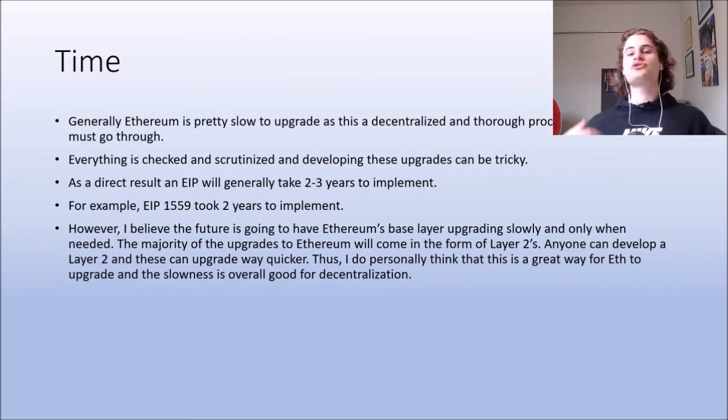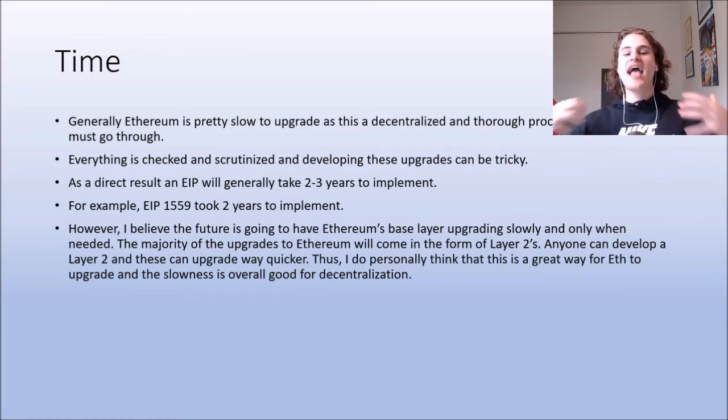So, as a direct result of it being quite conservative, this can impact time quite negatively. Generally, Ethereum is pretty slow to upgrade, as this decentralized process is very thorough, and it means that it will take quite a long time for EIPs to go through. Everything is checked and scrutinized properly.